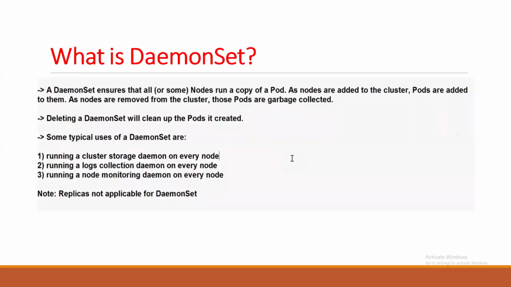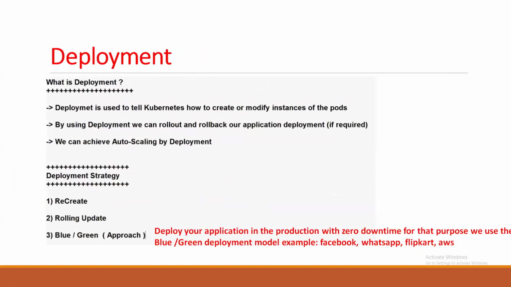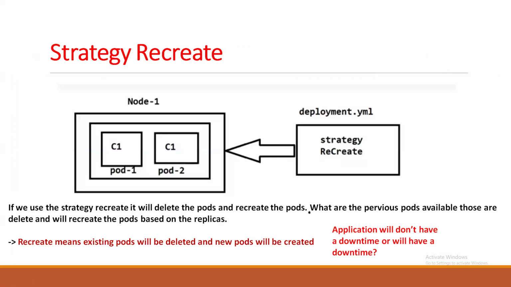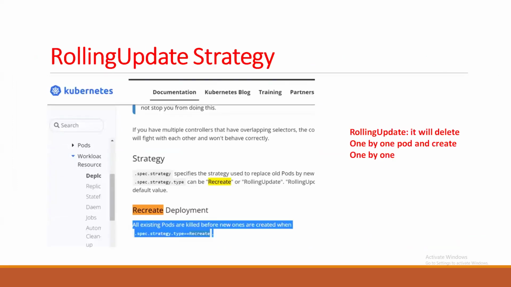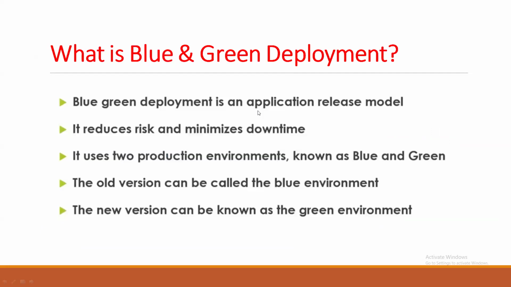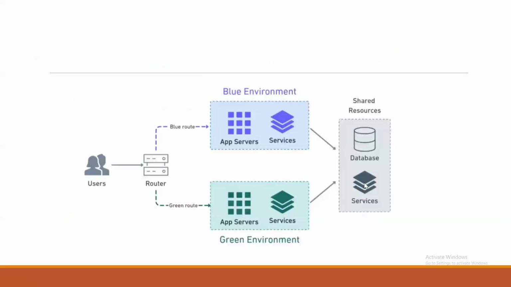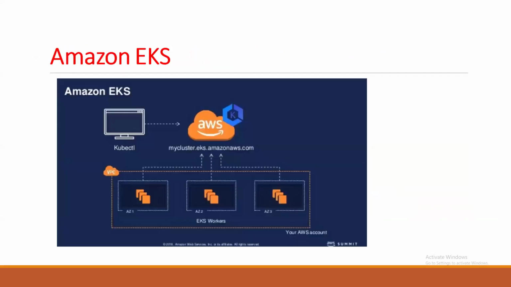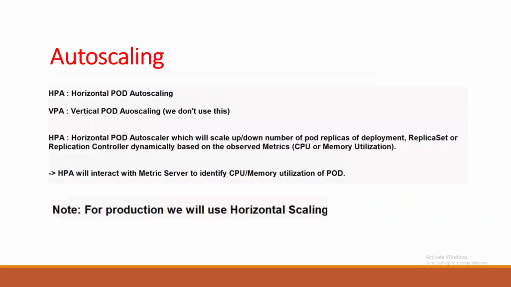Then daemon set, for pod creation. And finally, deployment. What are the deployment strategies of Kubernetes? Recreate, rolling update, and blue-green deployment. Okay, guys, in two classes we will close Kubernetes.